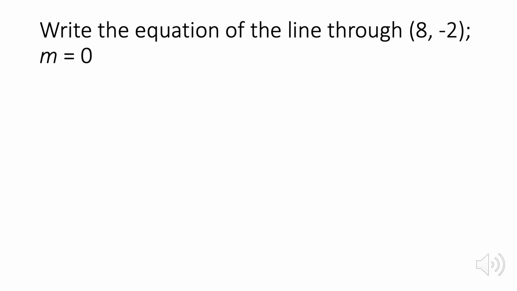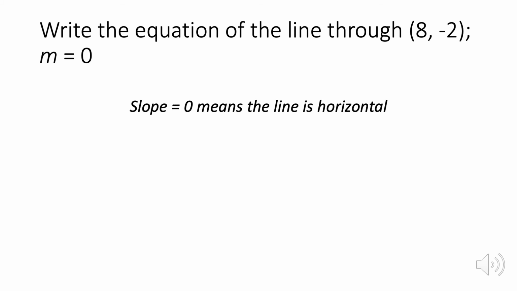Now we're asked to write the equation of the line through (8, -2), and the slope is 0. When the slope is 0, remember our previous lesson, it means it is a horizontal line. And therefore, y is equal to -2. That is the equation of the line, the horizontal line, y equals -2.